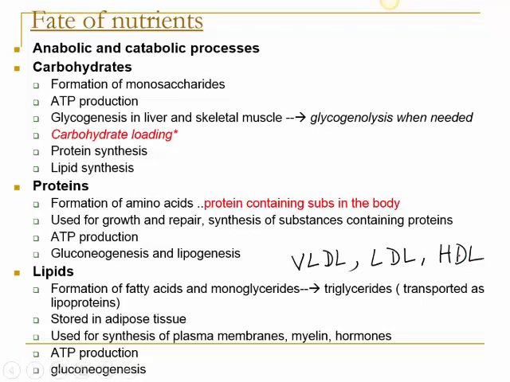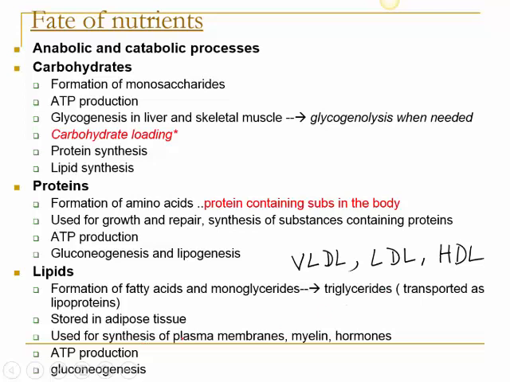So the higher your HDL is, the better. That's why these are called good fats, and these are known as bad fats. The more HDL you have, the better it is, because it takes the fats present and takes them to the liver, where the liver breaks them down and removes them.